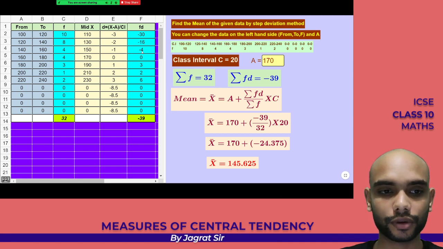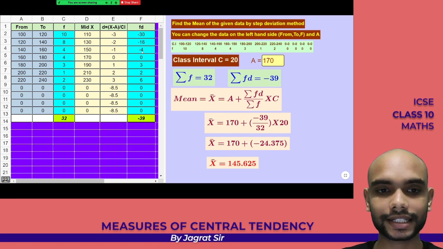Now we will go for the class frequency, like the class interval. So 20. So whatever numbers are coming here after the subtraction from the assumed mean, like let's take 170 minus 110, this will give you 60. 130 minus 170, this will give you 40. So 20 will be divisible by all of them. So after dividing 60 by 20, you are getting 3. After dividing 40 by 20, you are getting 2. And minus sign, why? Because this number came first. 110 minus 170. That's why the minus signs are here.